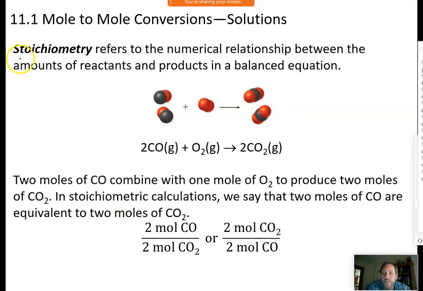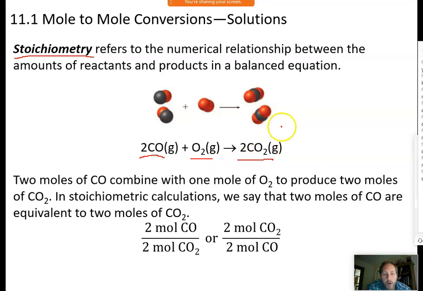Okay, so stoichiometry is the fancy word for basically doing balanced equation math problems in chemistry. Their way of defining it refers to the numerical relationship between the amounts of reactants and products in a balanced equation. I like mine better. It summarizes it better. But basically, we have a balanced equation, so it means I have 2 moles of CO react with 1 mole of O2 to make 2 moles of CO2.